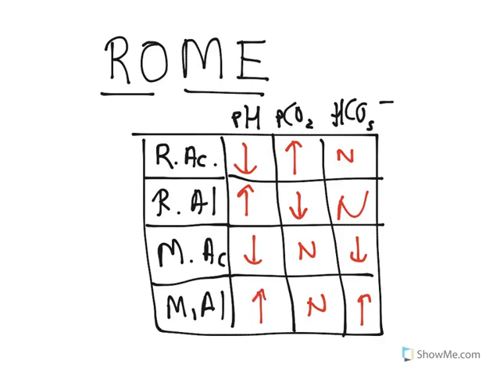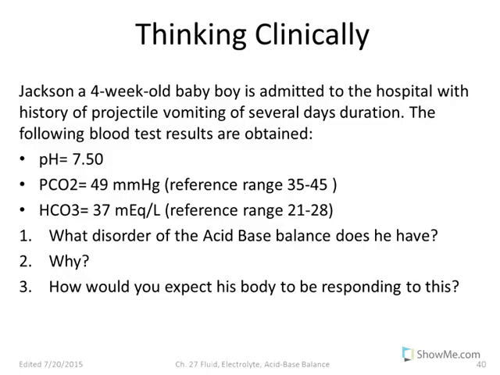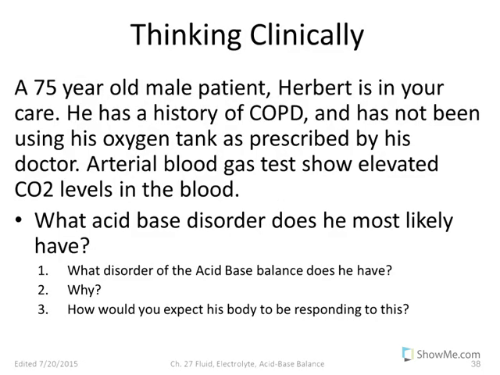So ROME: respiratory opposite, dealing with pH and carbon dioxide. Metabolic is equal, dealing with pH and bicarbonate. And this is always a very useful thing when trying to do these particular types of problems. So here we have a 75-year-old COPD patient. And I know what you're already beginning to think. COPD, not enough oxygen getting to and from the lungs. We're already thinking a respiratory disease. Well, let's take a look.